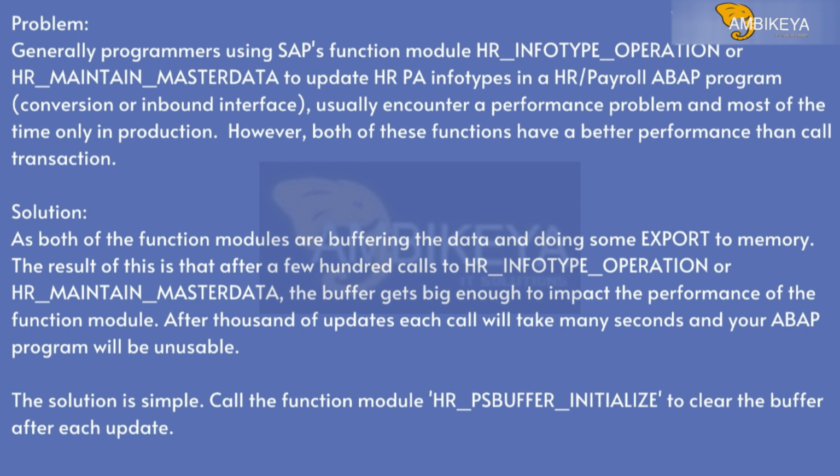Solution: as both of the function modules are buffering the data and doing some export to memory, the result of this is that after a few hundred calls to HR_INFOTYPE_OPERATION or HR_MAINTAIN_MASTERDATA, the buffer gets big enough to impact the performance of the function module. After thousands of updates, each call will take many seconds and your ABAP program will be unusable. The solution is simple. Call the function module HR_BUFFER_INITIALIZE to clear the buffer after each update.